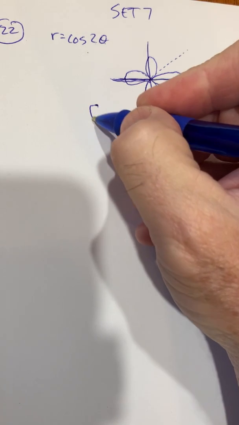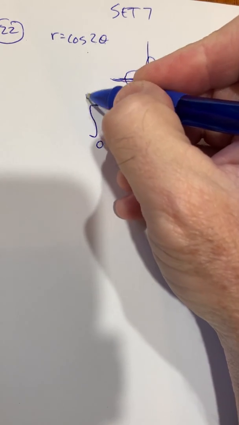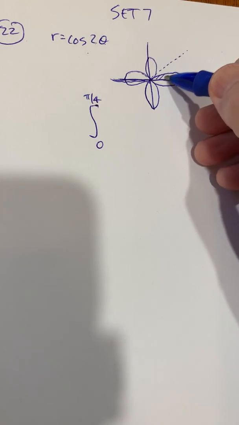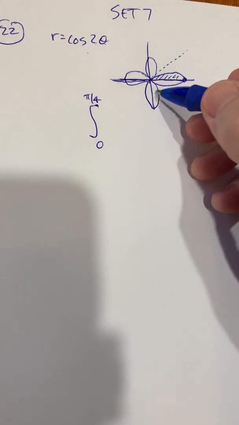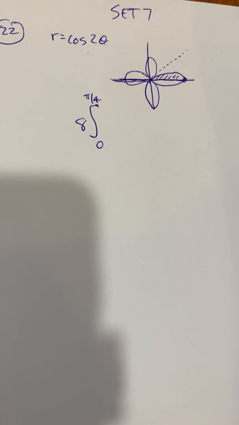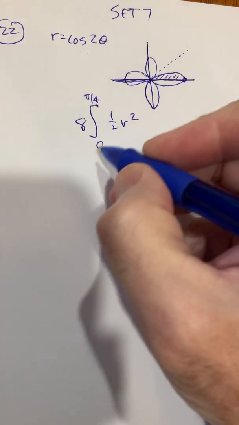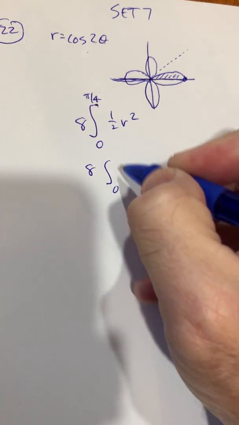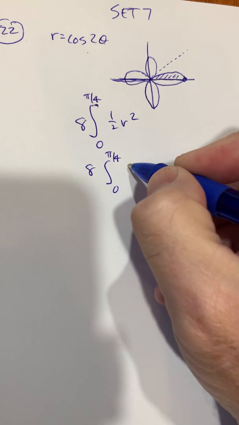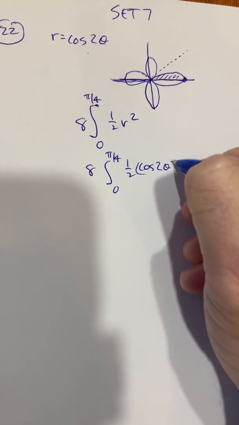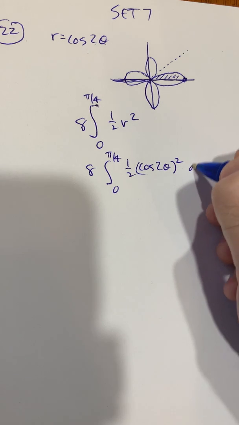But if we just graph this thing from 0 to pi over 4, that's going to give us that layer right there. So we want 8 of those. And remember the formula for polar area is just 1/2 r squared. Very simple. So it's 8 times the integral from 0 to pi over 4, 1/2 times cosine 2 theta squared d theta.